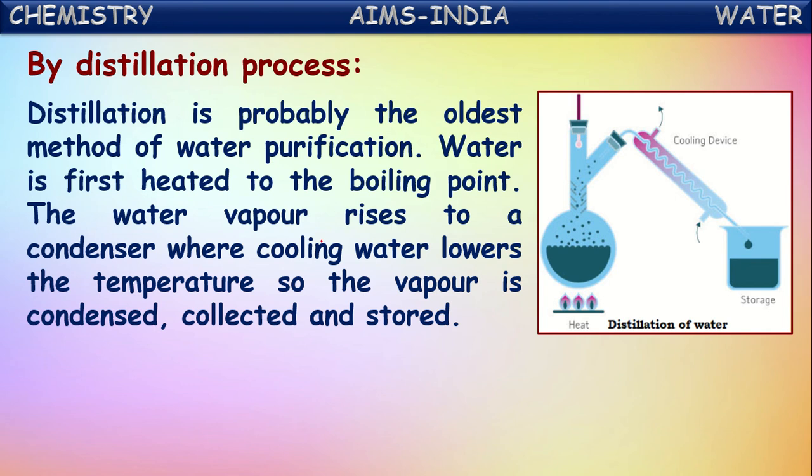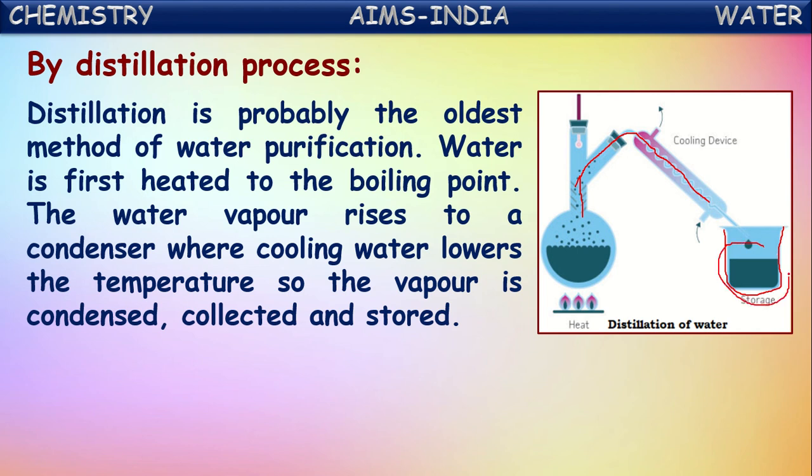The water vapor rises to a condenser where cooling water lowers the temperature, so the vapors are condensed, collected and stored. See what's happening here? The impure water, or the water containing impurities, is taken in a container and heated to its boiling point. By heating to boiling point, water converts into vapor form. Those vapors of water are collected through a delivery tube. While passing through the delivery tube, this water is cooled by a condenser. Okay, after cooling, what happens? These water vapors will be converted into droplets of water, and those water droplets are collected in another container.